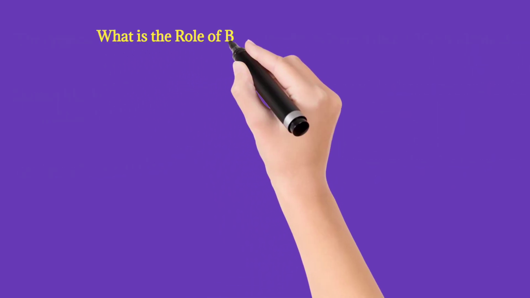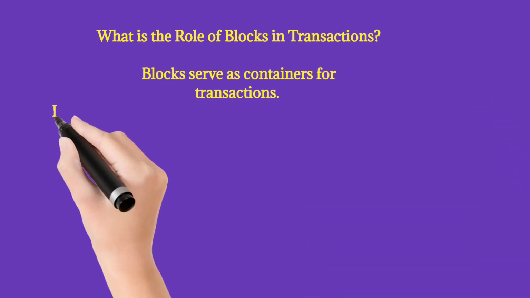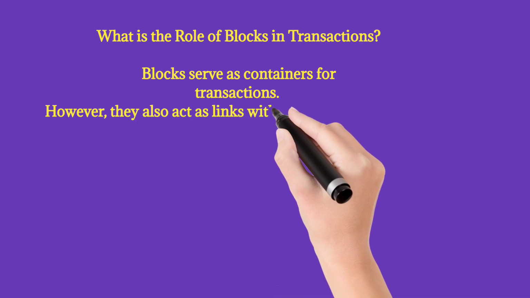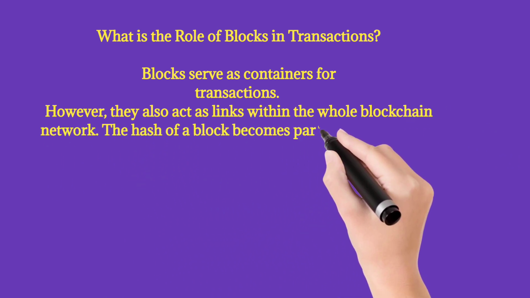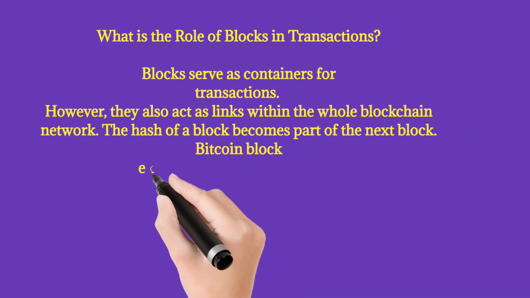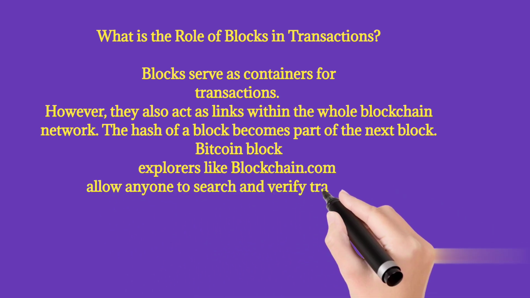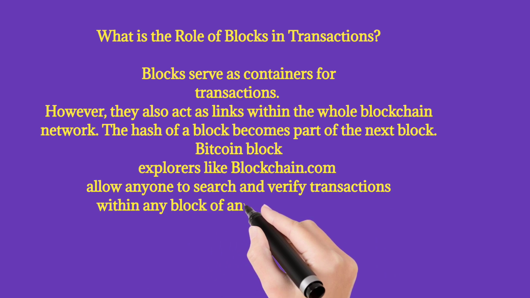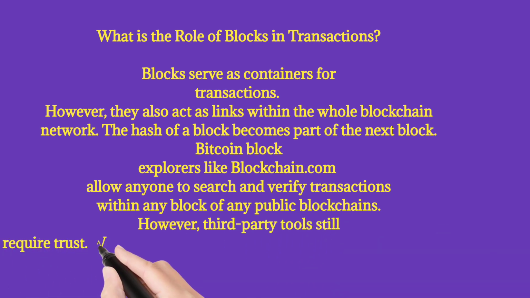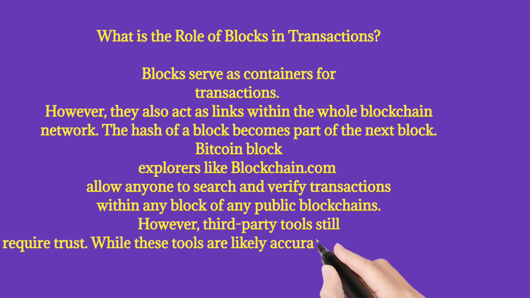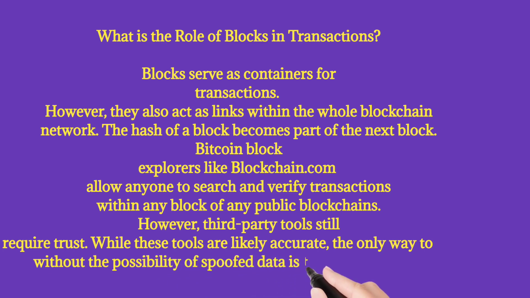What is the role of blocks in transactions? Blocks serve as containers for transactions. However, they also act as links within the whole blockchain network. The hash of a block becomes part of the next block. Bitcoin block explorers like blockchain.com allow anyone to search and verify transactions within any block of any public blockchain. However, third-party tools still require trust. While these tools are likely accurate, the only way to verify without the possibility of spoofed data is to run a Bitcoin node.